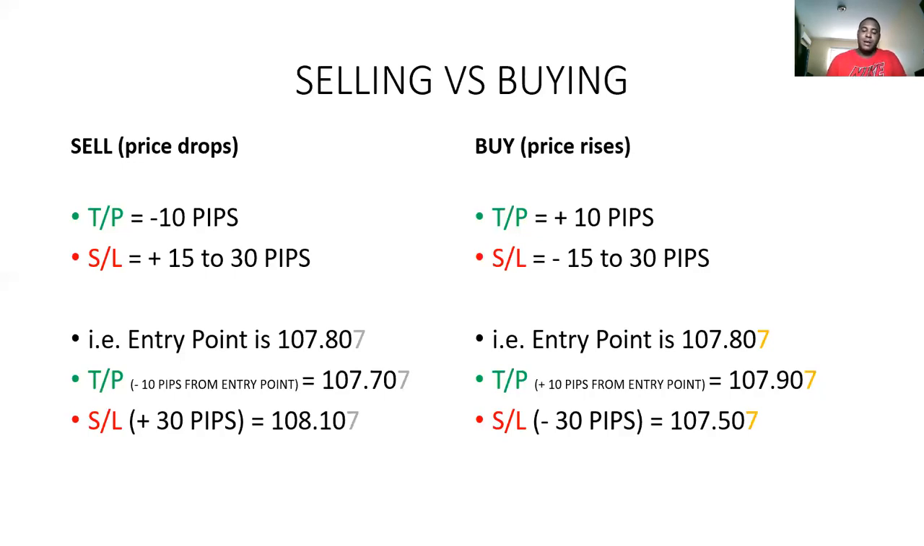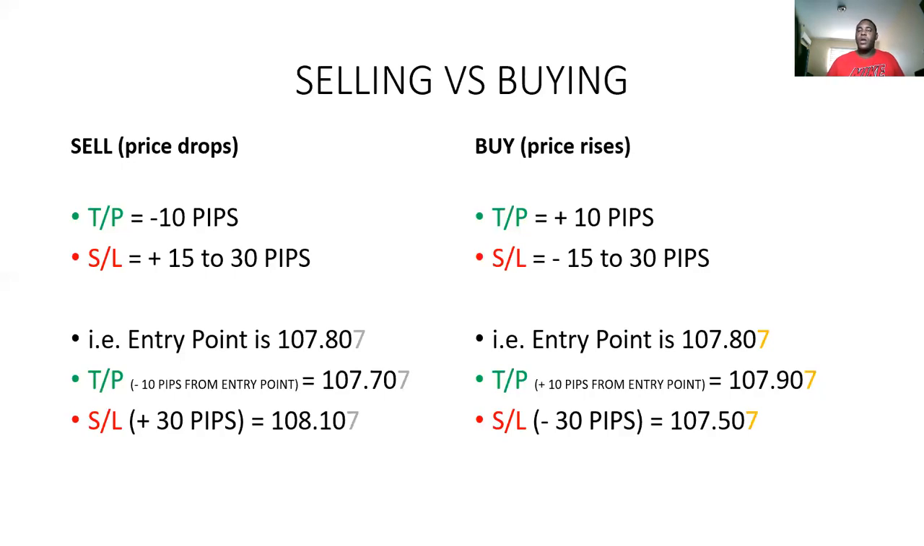Because that's the last number, I want you to disregard that last number. That's why I shaded it gray. Put a line right before the last 7 so you know to disregard it, and just look at that 80. So if your entry price is 107.80, we disregard the last 7, and you subtract 10 from 80, we're going to get 70. So your take profit is going to be 107.70, and we just drop that last number back, which is the 7.